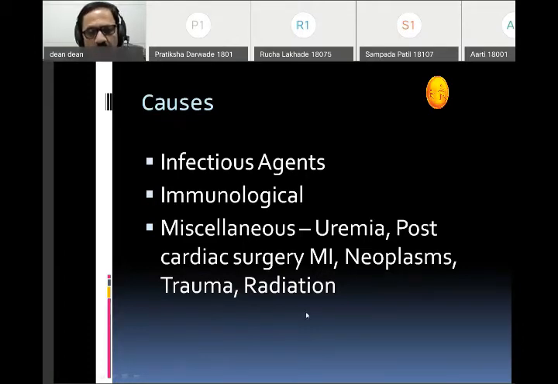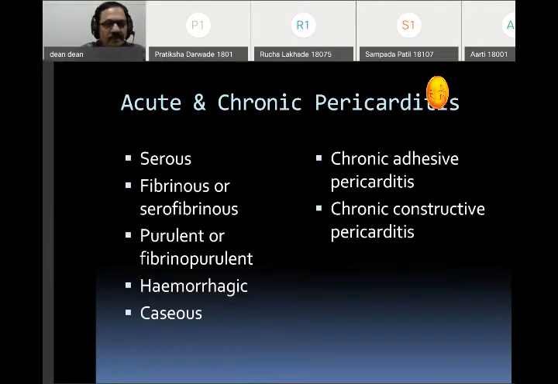neoplasms, trauma, and radiation. So when you are describing the causes of pericarditis, remember first the infectious agents, second immunological agents, third miscellaneous. Predominantly, the basic causes you should never forget: uremia, which is a common cause of pericarditis; second, infectious agents like tuberculosis and staphylococcal infection; immunological reactions like SLE; and neoplasm as well as trauma will also lead to pericarditis. Now there are two types of pericarditis.